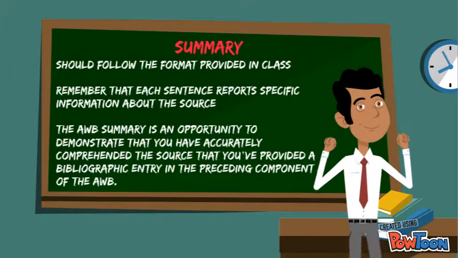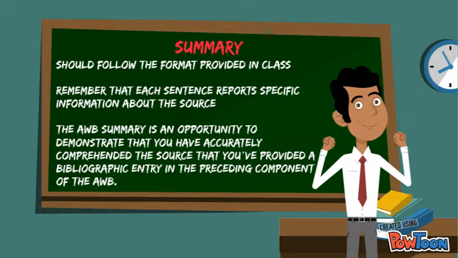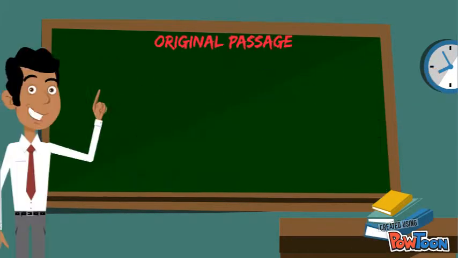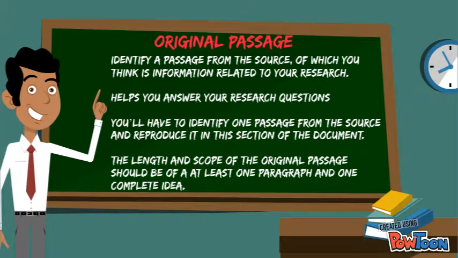Summary. It should follow the format provided in class. Remember that each sentence reports specific information about the source. The AWB summary is an opportunity to demonstrate that you have accurately comprehended the source that you provided in a bibliographic entry.